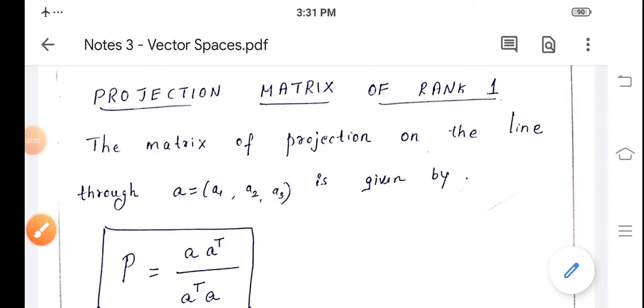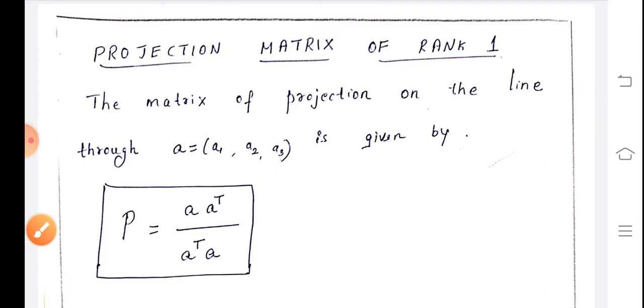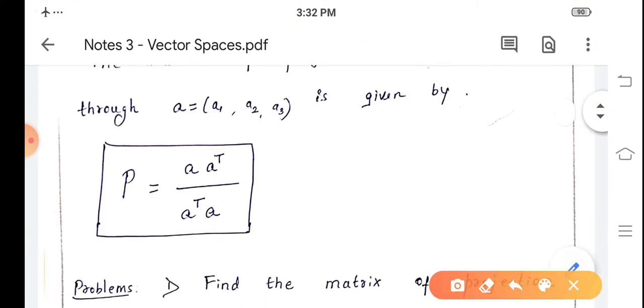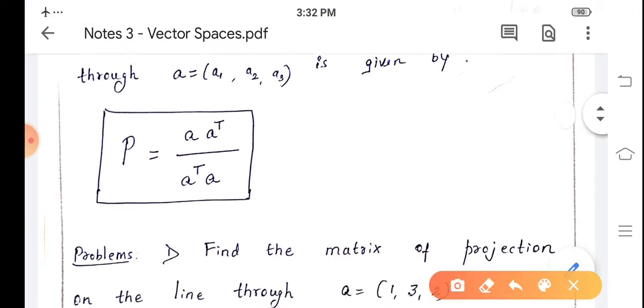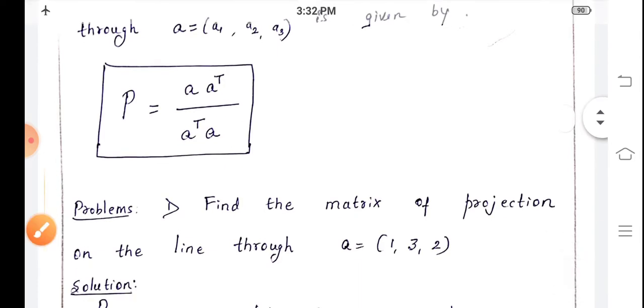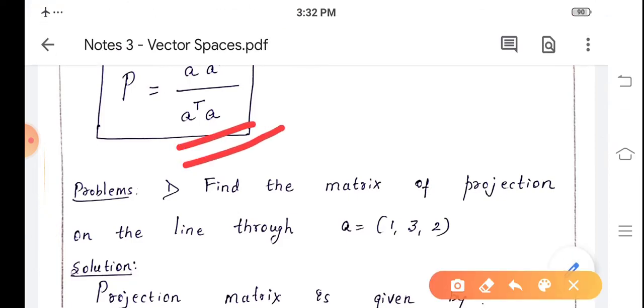Hello students, today in this video lecture we shall learn the topic projection matrix of rank 1. The matrix of projection on the line through A is given by the formula P is equal to A into A transpose divided by A transpose A, where A transpose A is the inner product of A with vector A. Now, to find the projection matrix, we use this formula.